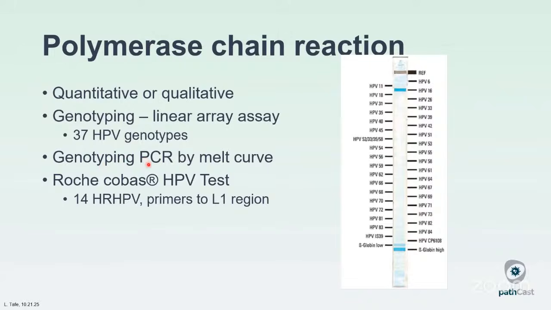Currently in our laboratory for FFPE, so mostly for the oropharyngeal cancers, we're doing a similar genotyping assay by melt curve analysis, which identifies up to about 14 genotypes. And then for cervical specimens, for cytology specimens, there are a couple of FDA-approved assays that are out there. So one that our laboratory uses looks for 14 high-risk HPV types and genotypes, specifically 16 and 18, and then a pool of other high-risk genotypes. So several different approaches to PCR testing.